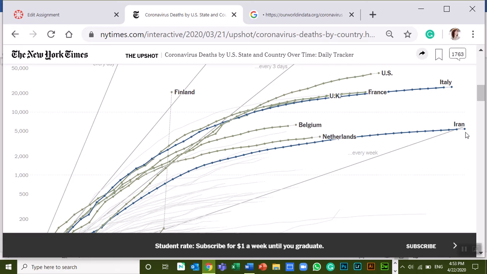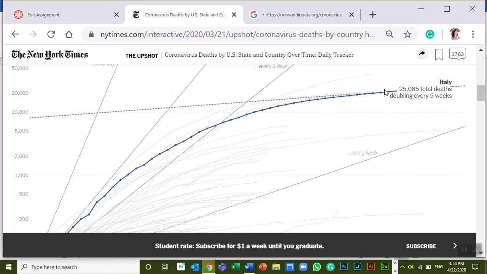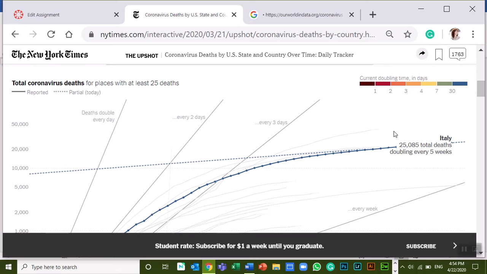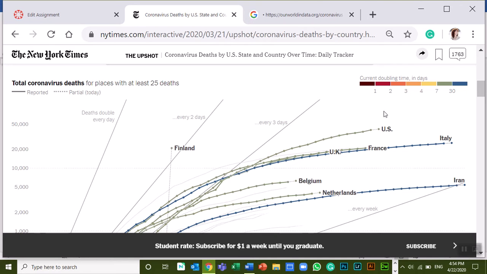So here Iran is on that level. The U.S. hasn't gotten there yet. I think we're getting close to the 5-day line at this point. So those are COVID-19 deaths.